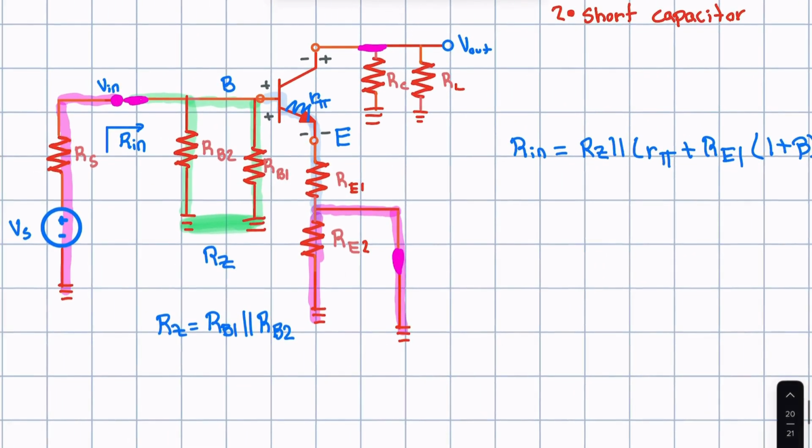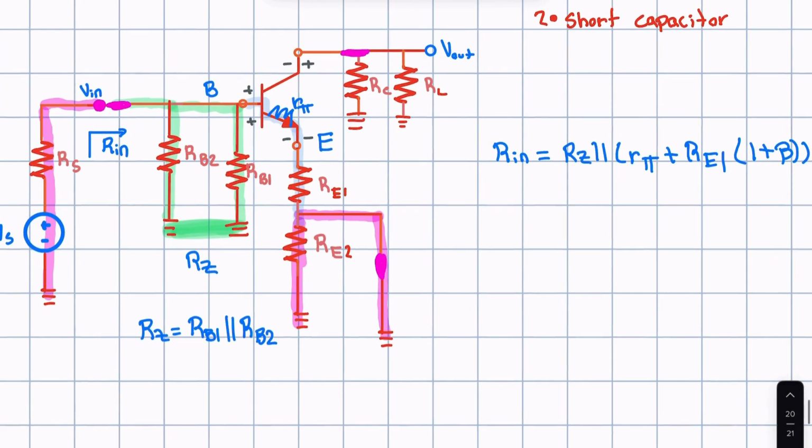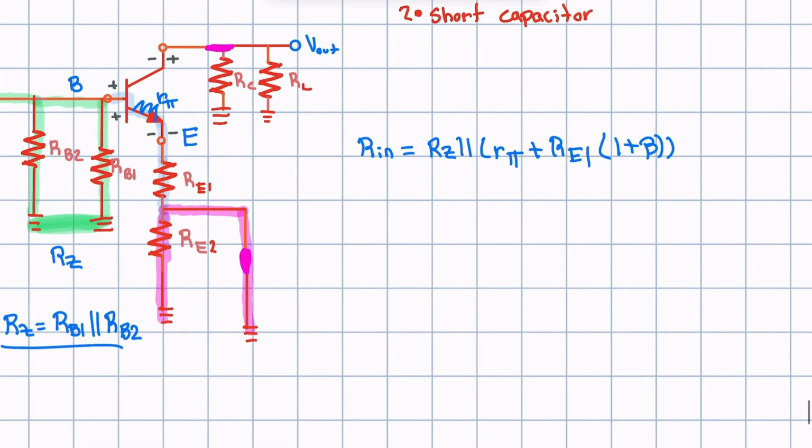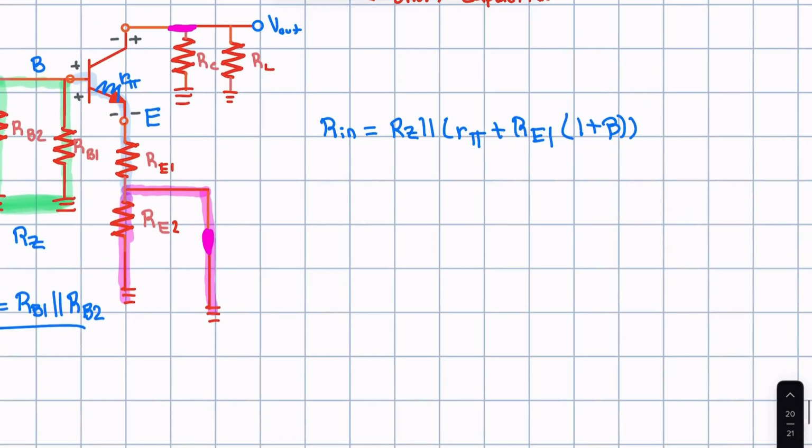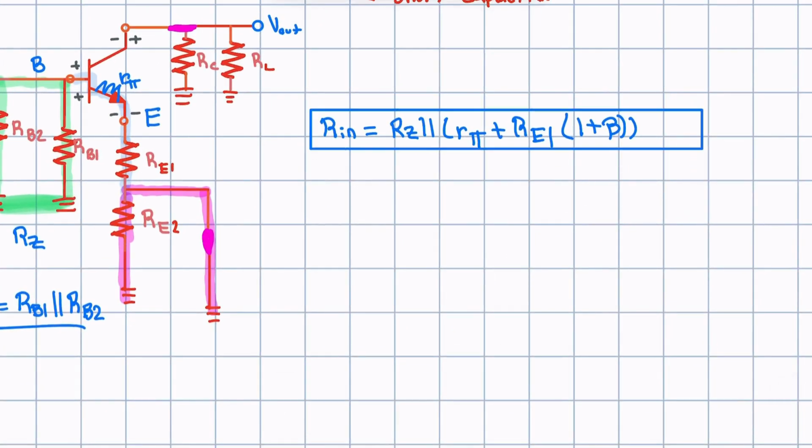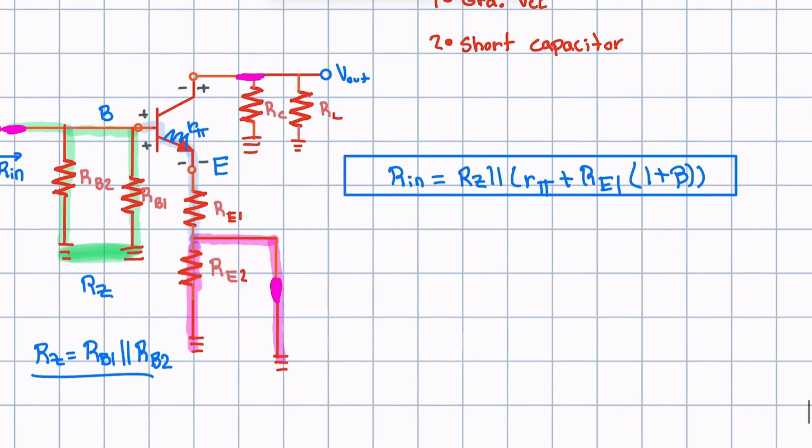So hopefully this helped. Please notice that RZ is just the resistance here in the green, and this resistance is completely in parallel with everything in the emitter leg. And that determines our entire input impedance. Thank you for watching. Hopefully these two problems were helpful.